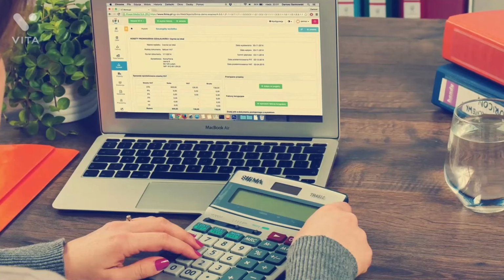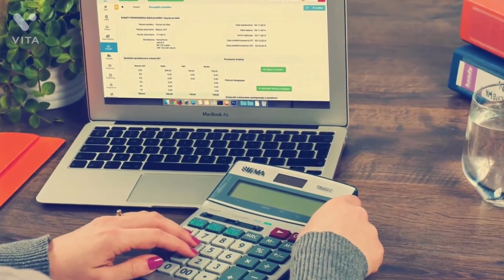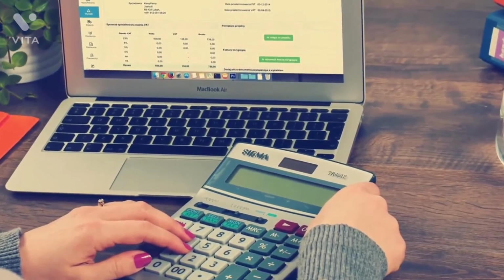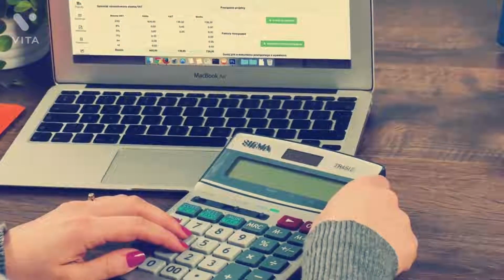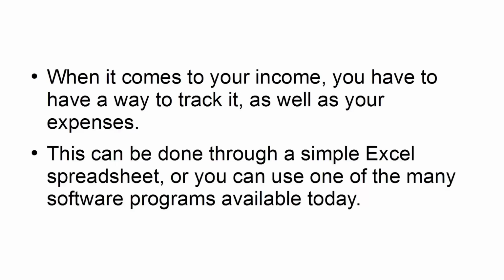Bookkeeping. Bookkeeping is the money management side of your business. It starts when you receive money from your clients for your products or services. Accounting can be extremely complicated and vary state to state and country by country. When it comes to your income, you have to have a way to track it as well as your expenses. This can be done through a simple Excel spreadsheet, or you can use one of the many software programs available today.